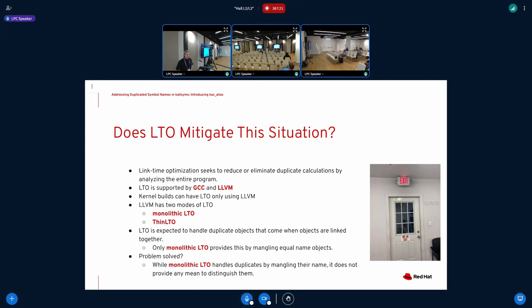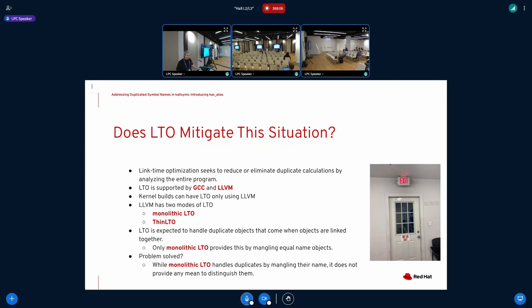So, now, looking back at the other causes of duplicate symbols, you may wonder if link time optimization, or LTO, can help reduce this issue. The problem partially stems from how the code is compiled separately and then linked together, with optimization happening only at the compilation unit level and not at the final binary. Now, both GCC and Clang do support LTO, but as far as I know, the upstream kernel can only be built using LTO if built by LLVM.